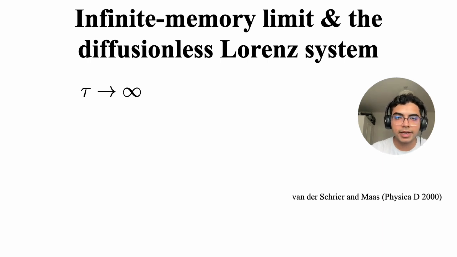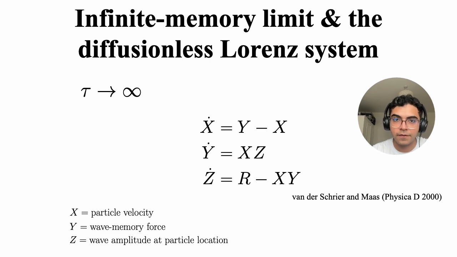So if we now take the limit of high memory in this representation of the models, which would correspond to tau going to infinity, then we find that terms further drop out in the Lorenz-like system, and we get these sets of equations, which are known as the diffusionless Lorenz system. This system has been studied in detail by Van der Schaar and Maas.